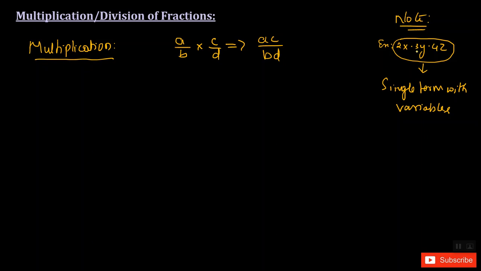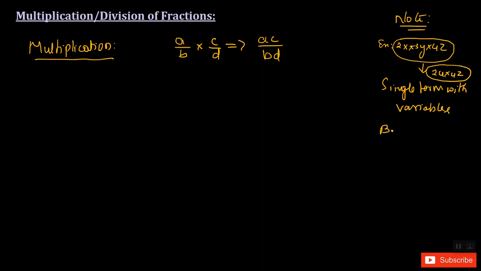2x times 3y, let me represent the times with a multiplication sign. 2x times 3y times 4z. So just multiply number with number. 2 times 3 is 6. 6 times 4, what do we get? 24. So I can write this expression as 24xyz. That's why I'm saying this is a single term.